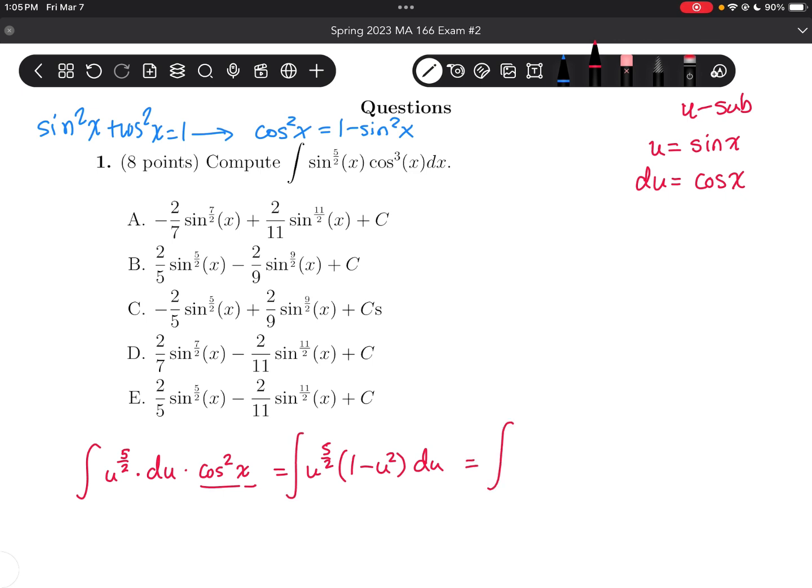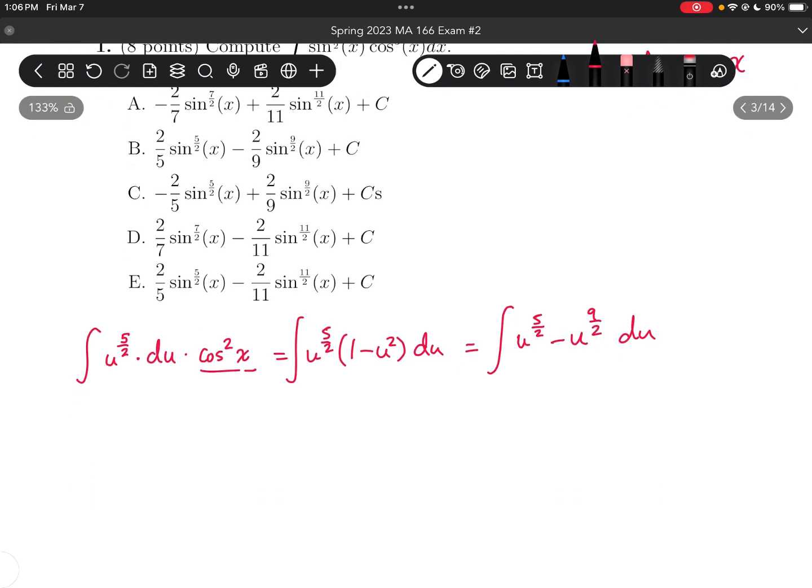Okay, and then if I expand this out, I get u to the power of 5 halves minus u to the power of 9 halves. Okay, and so now we can see the biggest benefit of u sub. We went from this complex expression to something which we can calculate the antiderivative of just using the power rule, the inverse power rule.